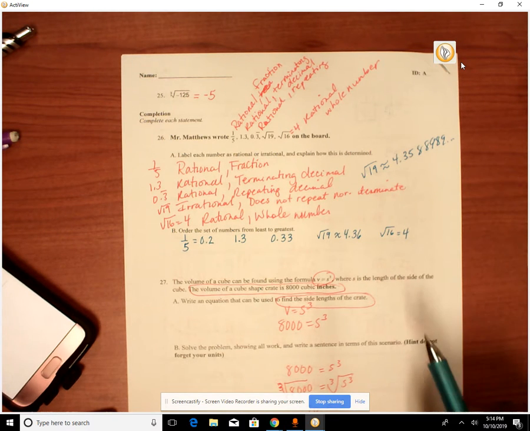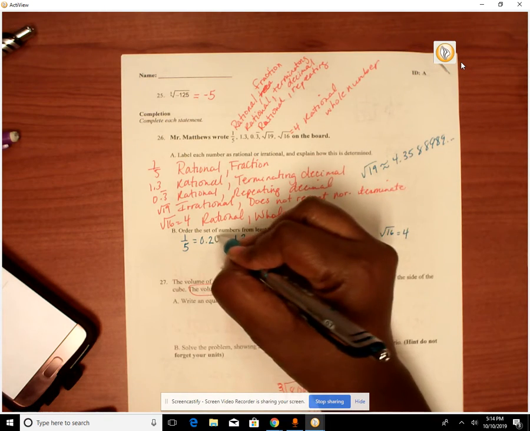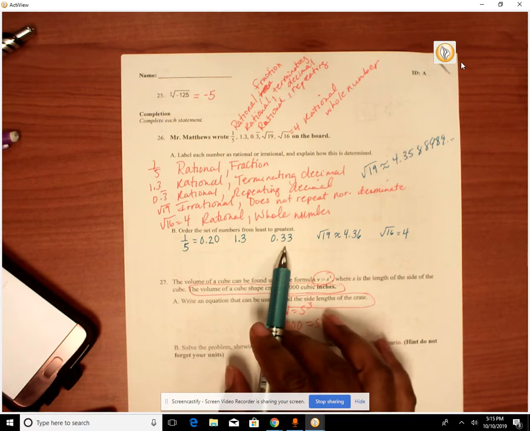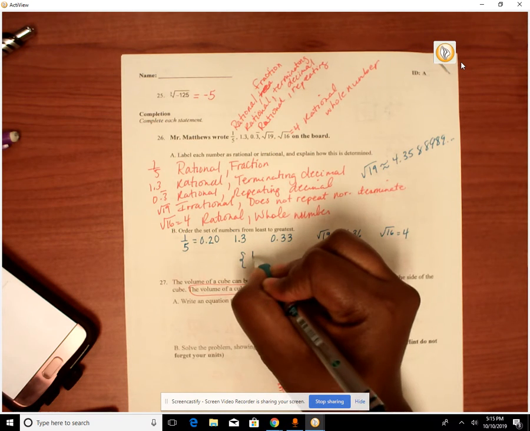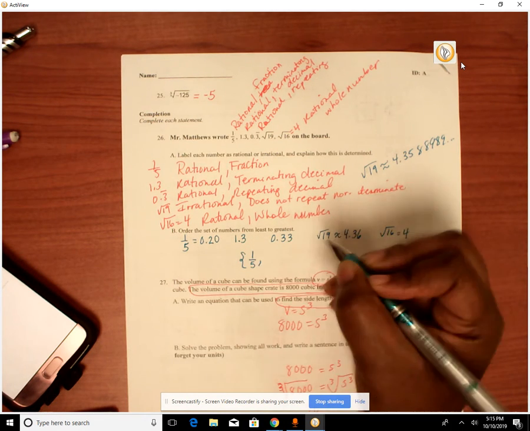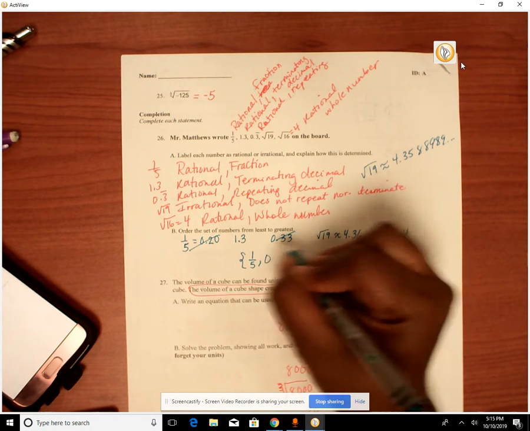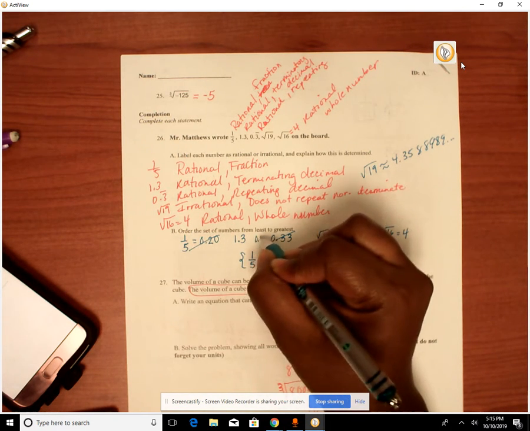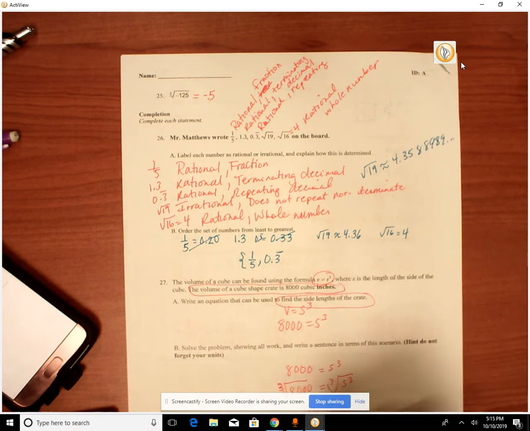So which one of these is the lowest? 0.2. Because that will give you 0.20, which is less than 0.33. So that means first and foremost, 1/5. Then the repeating number. Remember, that's the repeating number. I just wrote it again with just two 3s. 0.3 repeating, that's next.